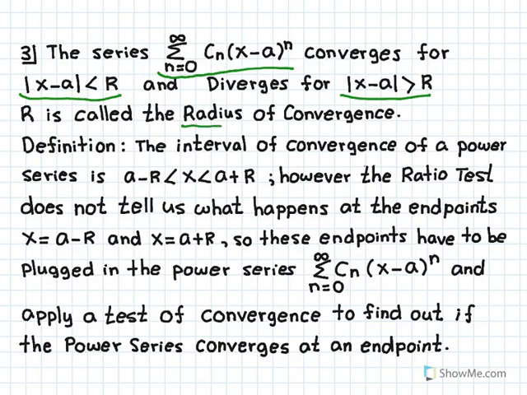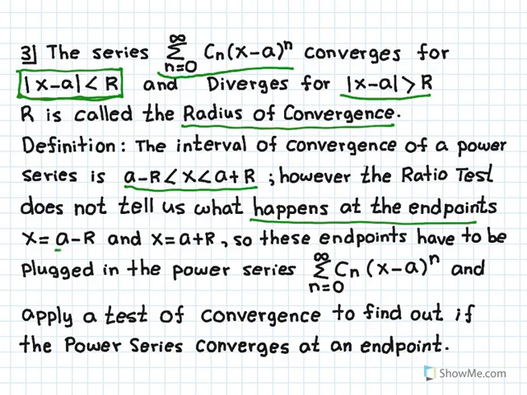R is called the radius of convergence. Definition: the interval of convergence of a power series is x less than a plus r and x larger than a minus r. We get that by solving this inequality here for x. However, the ratio test does not tell us what happens at the endpoints. X equals a minus r, the left endpoint, and x equals a plus r, the right endpoint.